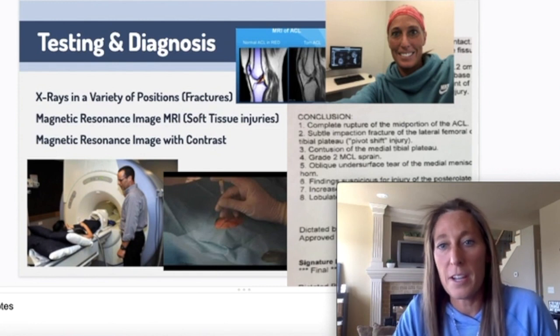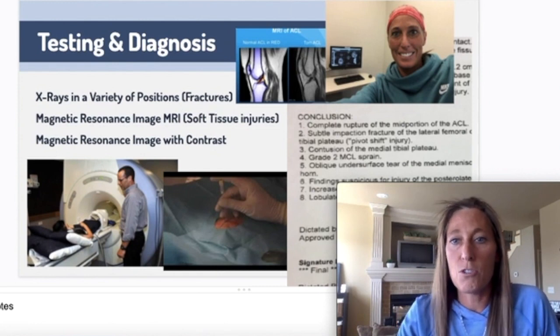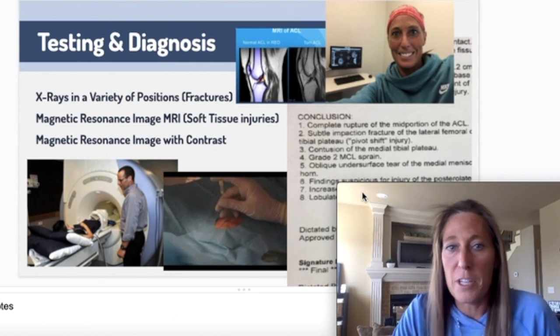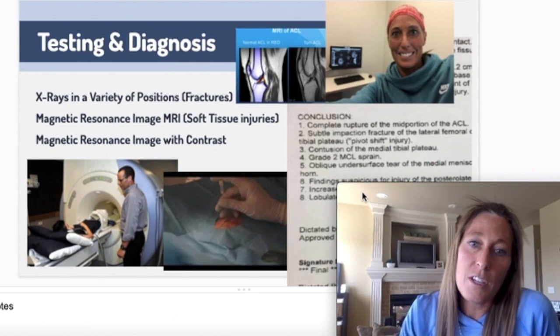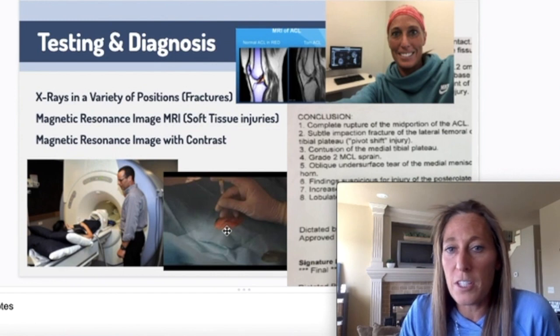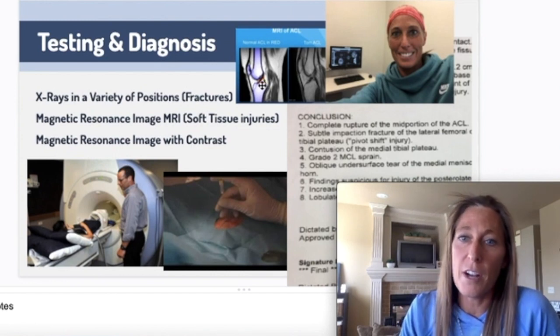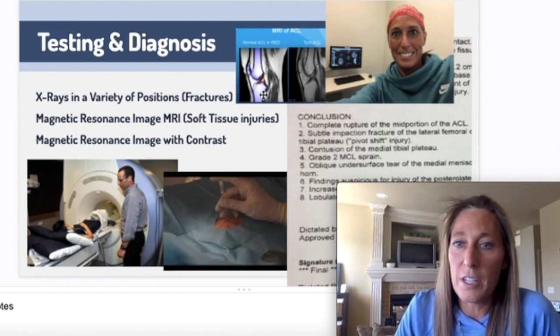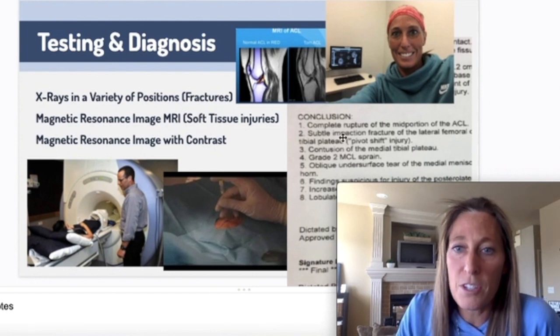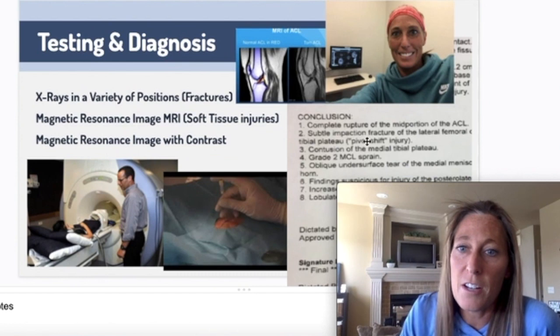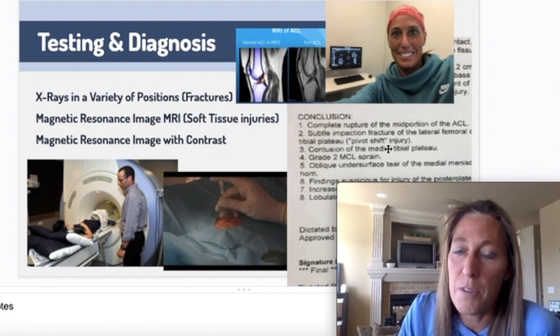Once the MRI results come back, as you can see, there are some results here from what they would look like from an MRI. There's another thing they can do. This picture here is showing where they're injecting dye, and they're going to do a contrast MRI, so they still do the same MRI, but you can see things more clearly. You can see here there's complete rupture of the mid portion of the ACL. There's an impaction fracture of the lateral femoral condyle and the tibial plateau. They call that a pivot shift injury.